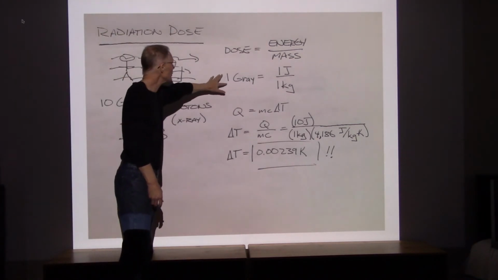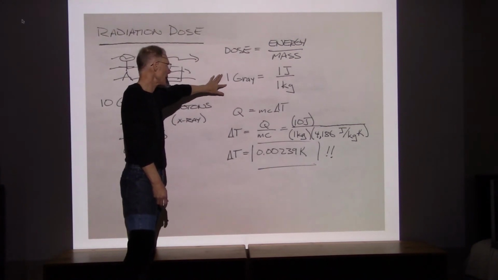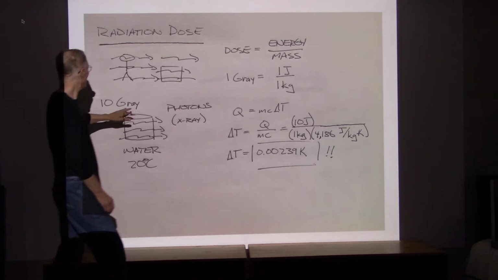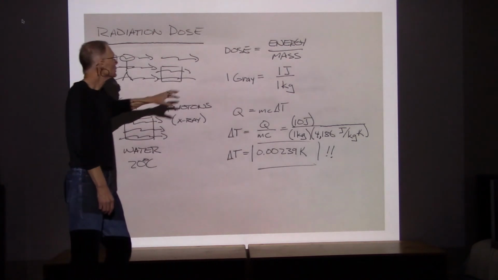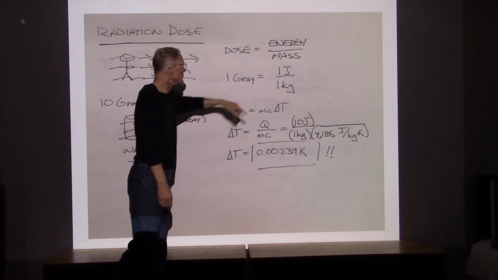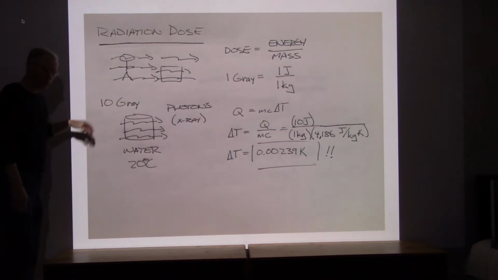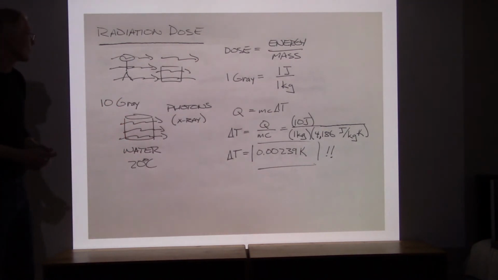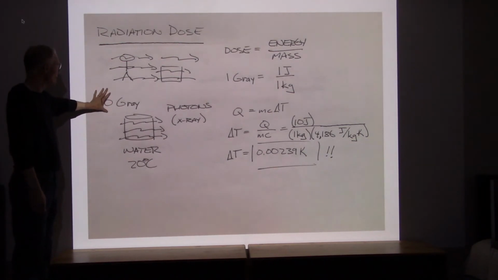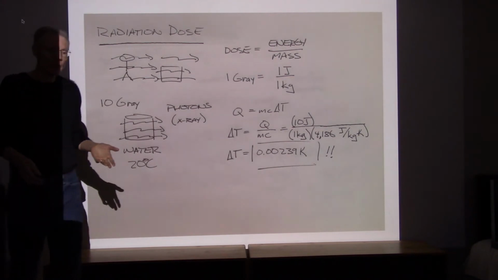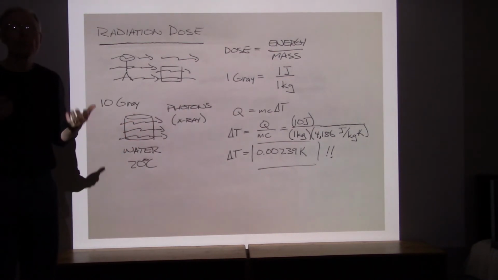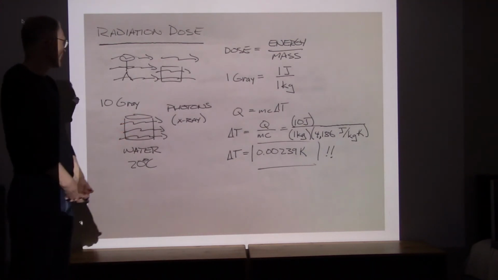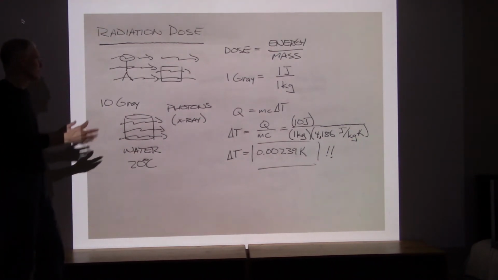Now, the official unit for that is called a gray. The abbreviation for that is capital G, lowercase y. So 1 gray is 1 joule per kilogram. And it turns out that for some biological systems, for us, for example, a dose of about 10 gray is actually lethal. If you receive a dose of 10 gray over a short amount of time, there's enough cellular damage that you won't survive that radiation exposure. So let's think of this as an example.